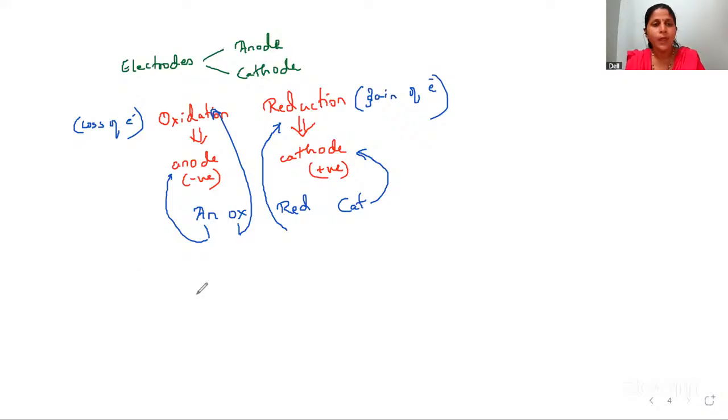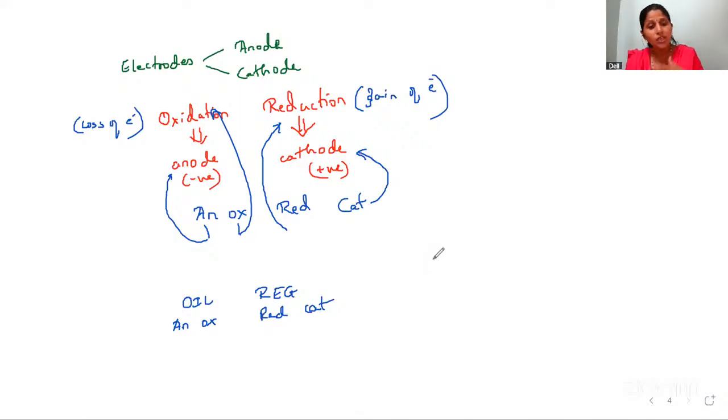Oxidation, OIL RIG. This is the memory tip. OIL: oxidation is loss of electrons. RIG: reduction is gain of electrons. Where does oxidation occur? Anox, oxidation occurs at anode. Where does reduction occur? Red cat, reduction occurs at cathode. So in such redox reactions, oxidation and reduction happen simultaneously.